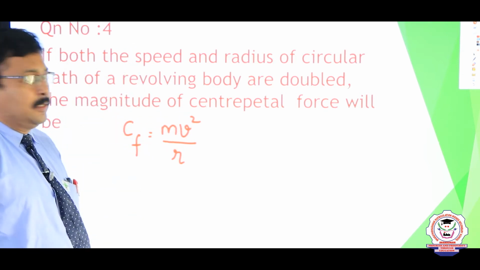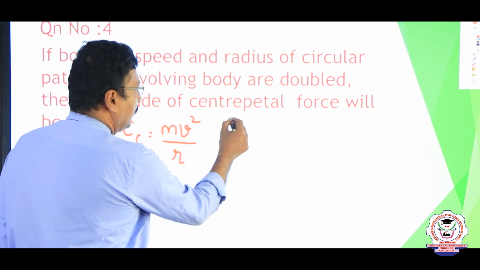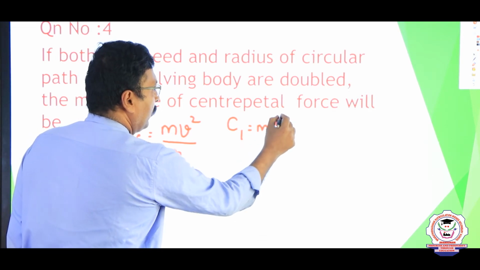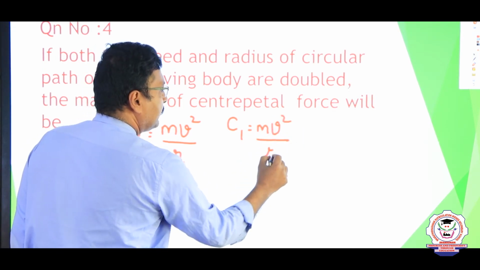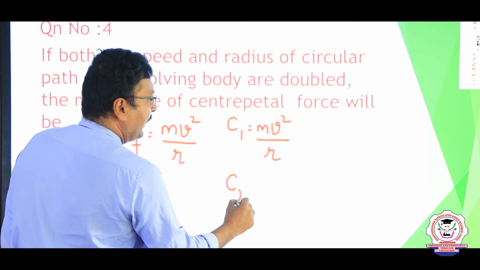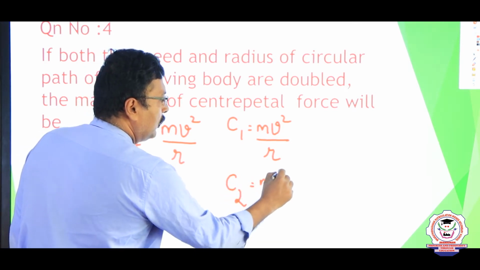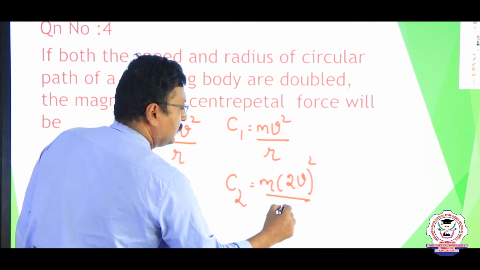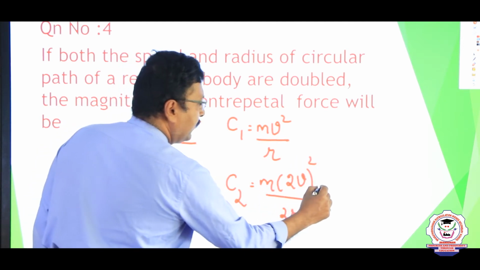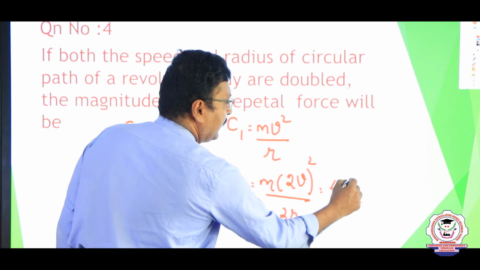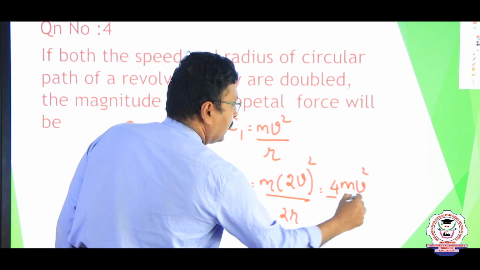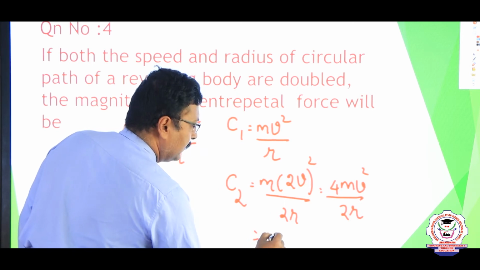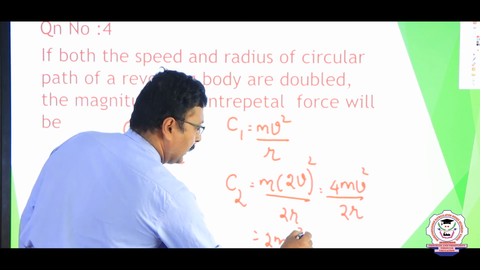and speed is doubled. So let us say C1 is equal to m into v square by r. For C2, speed is doubled, so m into 2v whole square divided by 2r. So what will you get? You will get 4mv square divided by 2r. So that is equal to 2mv square by r.